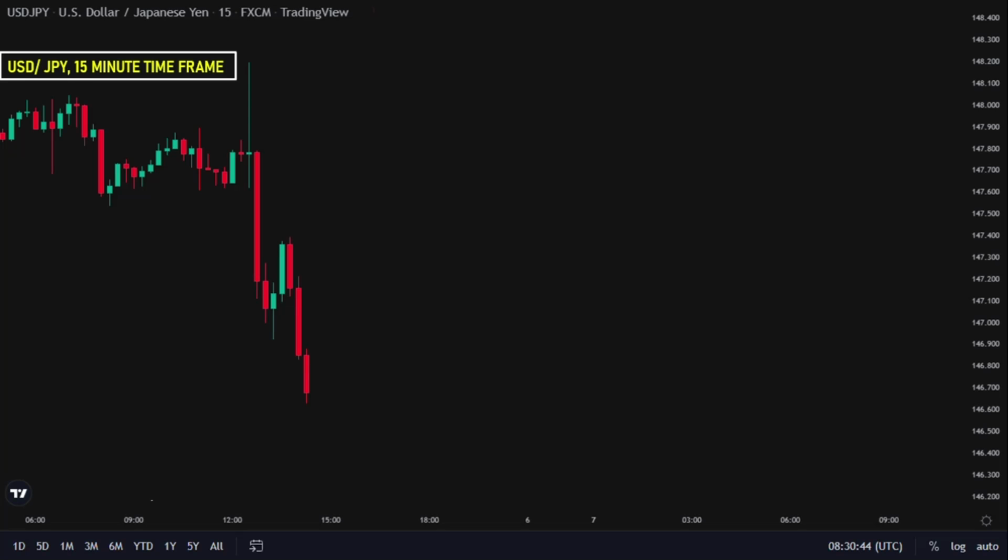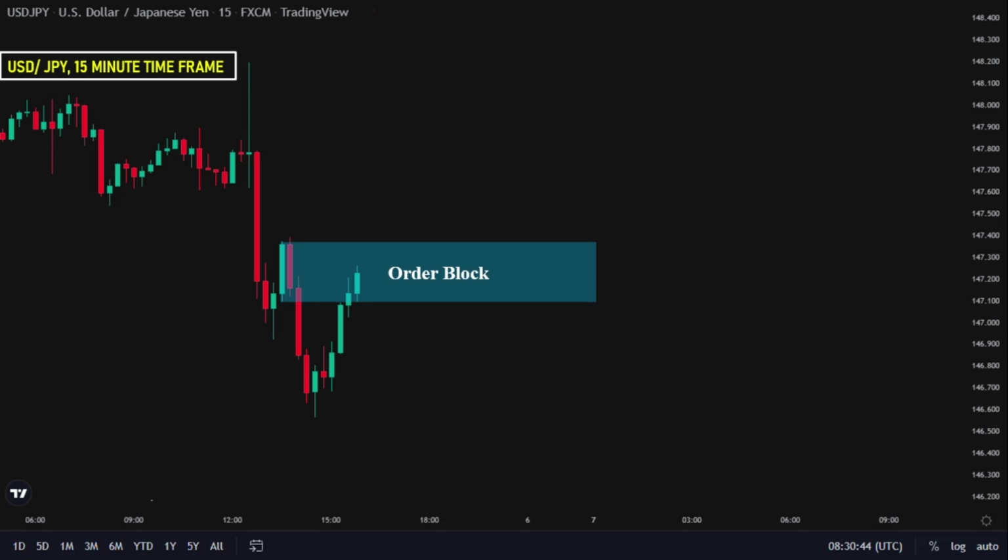So, this is the US dollar Japanese yen. As you can see, we have a strong downtrend with these recent big red candles, which generated an imbalance and break of structure. So we can clearly spot this perfect order block zone right here, where price potentially can get rejected and provide us with a trading opportunity. Now, all we have to do is wait for price to reach the order block. As you can see, price entered the order block zone.